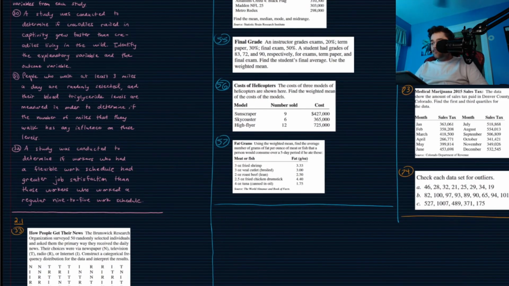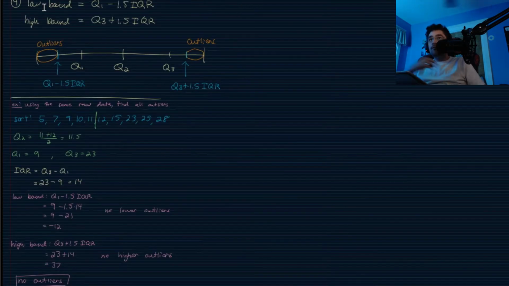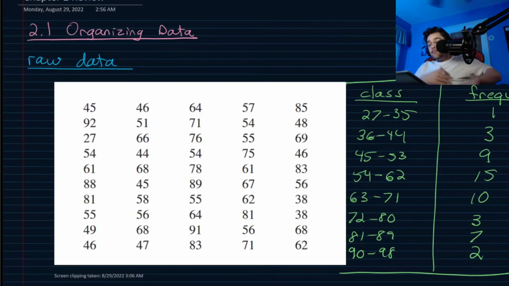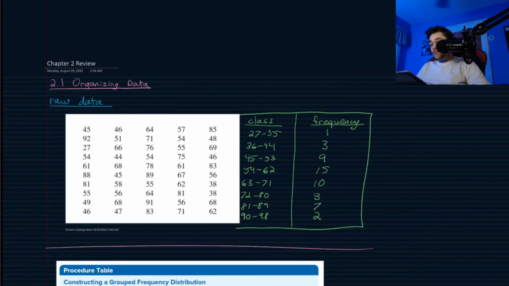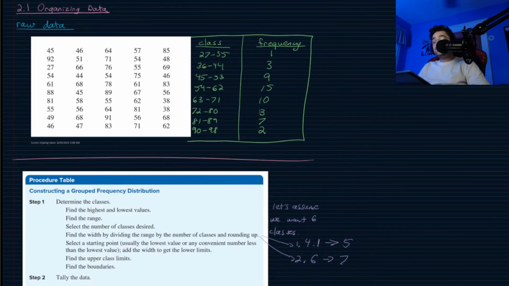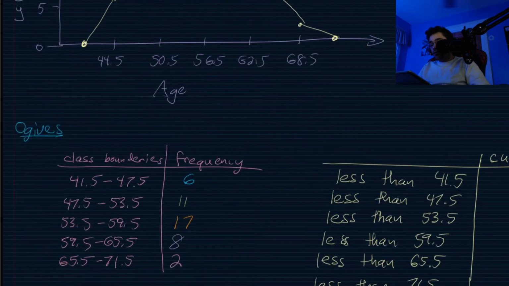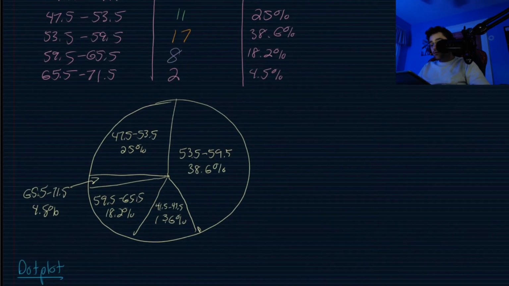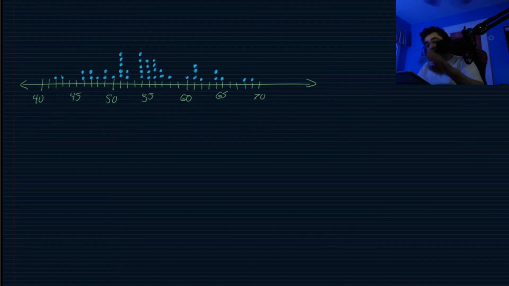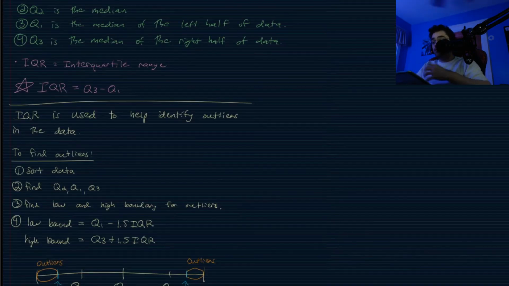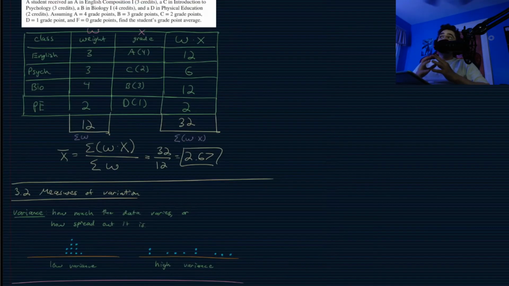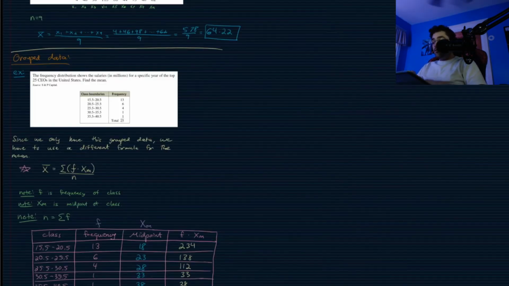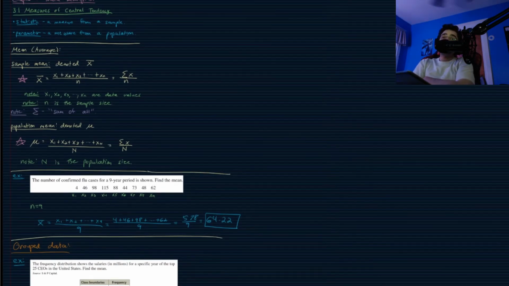And that's pretty much it. Again, it's a lot of material from Chapter 2 and Chapter 3, probably 30% Chapter 2, where we're organizing data and visualizing the data. So, making the frequency distributions, making the histograms, making the dot plots, things like that. Chapter 3 is where a lot of formulas are needed. Definitely make sure that you have a formula sheet for the test.